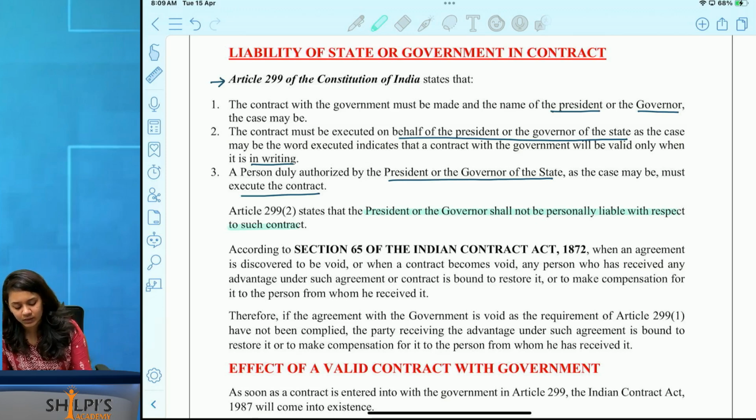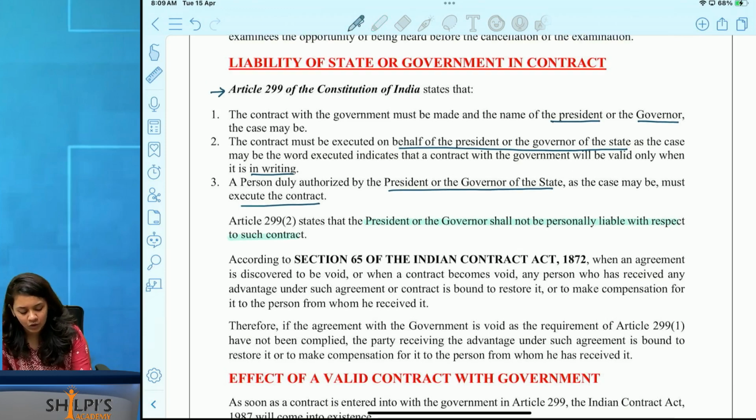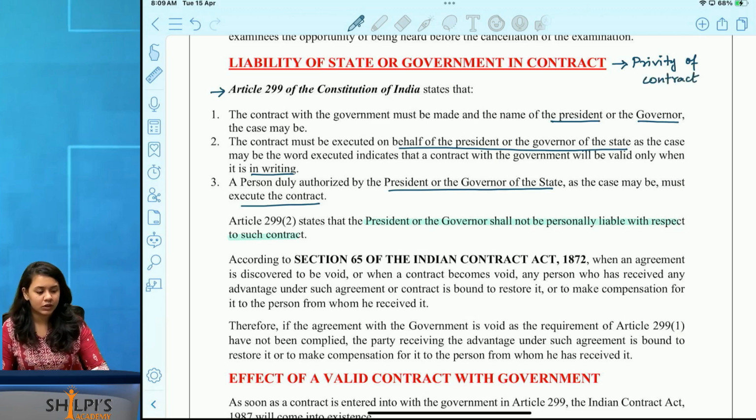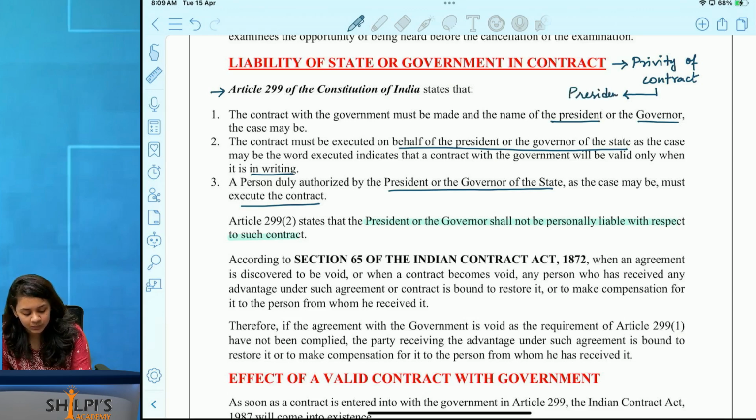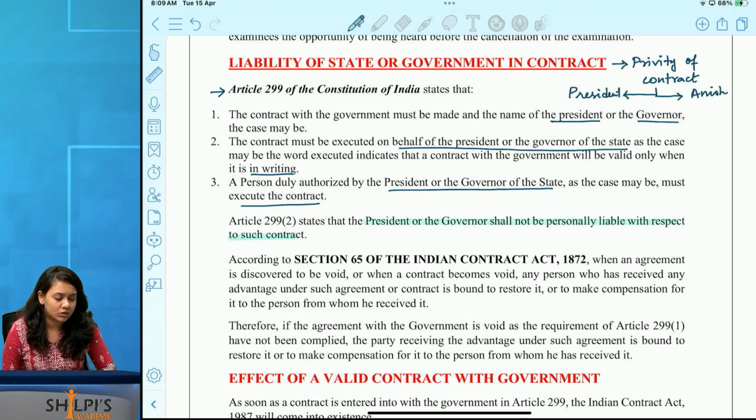Now, one small factor that everyone is required to know is that in contract law, we have the principle of privity of contract, and in privity of contract, only the parties to the contract can actually have rights against each other. And how do we know who the parties to the contract are? The parties will be specified within the contract itself, and Article 299 says that the President shall be one party, and let us say over here Anish is the second party. He is the person with whom the government is entering into a contract.